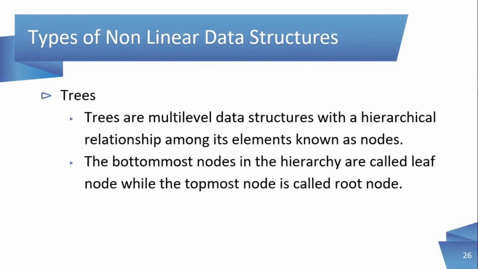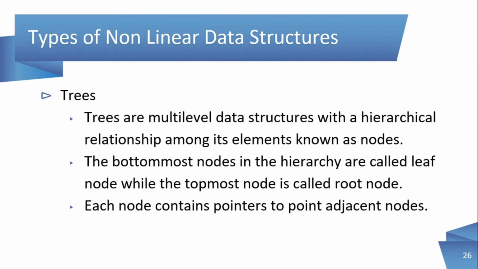Trees. Trees are multi-level data structures with a hierarchical relationship among their elements known as nodes. The bottommost nodes in the hierarchy are called leaves, while the topmost node is called the root node. Each node contains pointers to point to adjacent nodes. It is a nonlinear data structure that consists of various linked nodes. It has a hierarchical tree structure that forms a parent-child relationship.